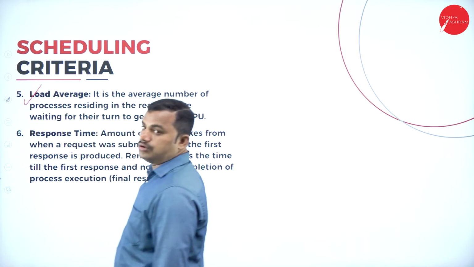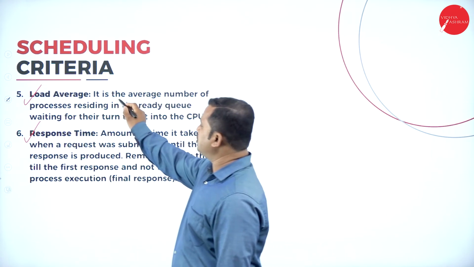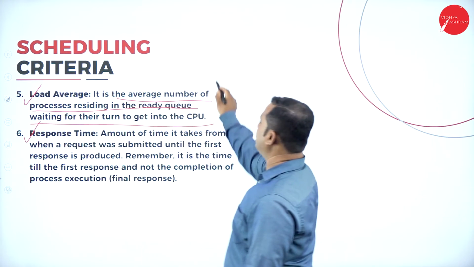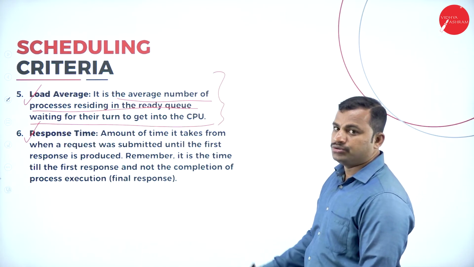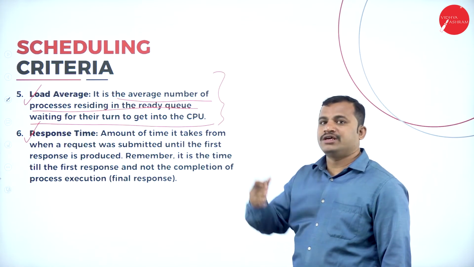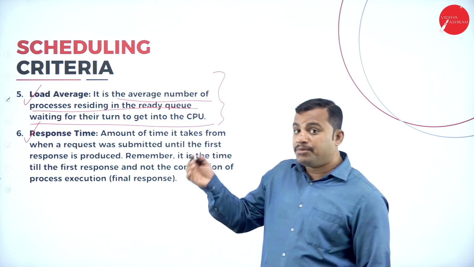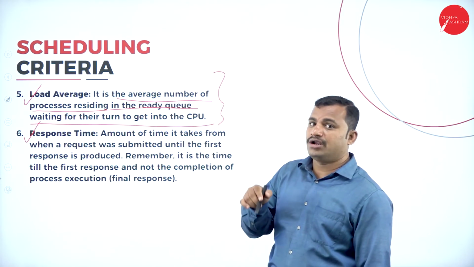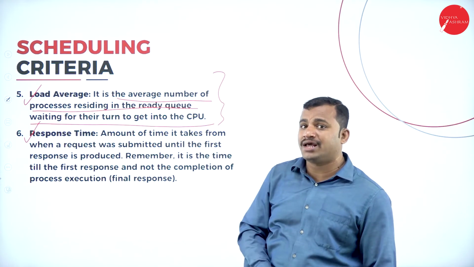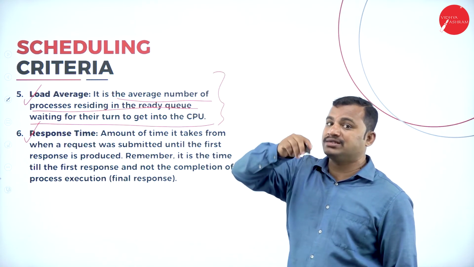Yes, there is one more: load average and response time. Load average is the average number of processes residing in the ready queue waiting for their turn to get into the CPU. As I told you, the ready queue is the one where a process is kept when it is ready for execution, and immediately after this it has to be given to the CPU for execution. The number of processes waiting in the ready queue is called the load average. But the time spent by each process is called the waiting time. Load average is the total number of processes waiting in the ready queue.